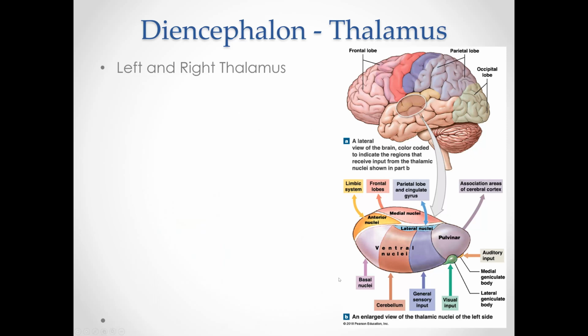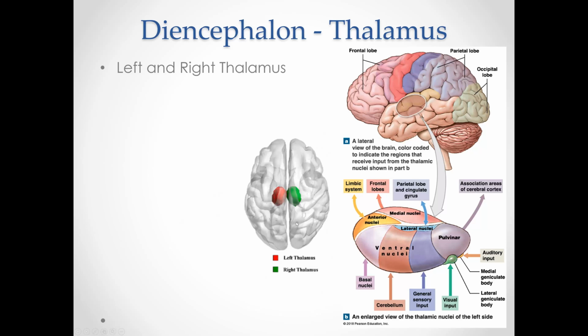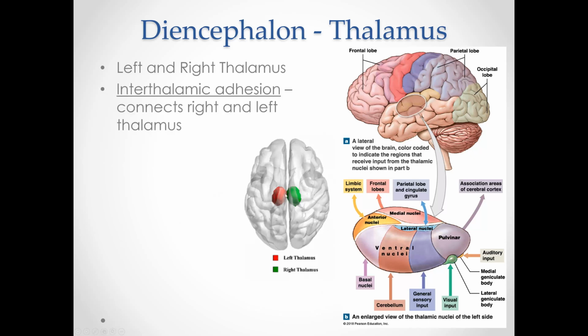So as I mentioned, there is a left and right thalamus. A lot of times textbooks will only show you one, so you kind of forget that there's actually two of them. So you do have one on the left side and the right side, and each one of the thalami has all of these different nuclei in it. And then they are connected to each other by a little piece of gray matter called an interthalamic adhesion.